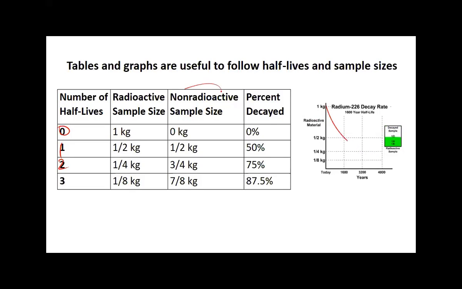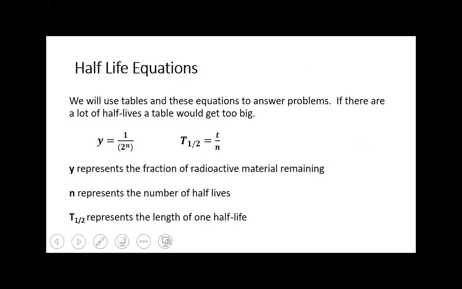And if you're looking for the non-radioactive sample size, the amount that decayed, you would just take the original sample size and subtract whatever decayed, and that would leave you with the non-radioactive amount. So once one half has decayed, one half is non-radioactive and one half is still radioactive. When 1/4 is left that's radioactive, 3/4 is going to be non-radioactive. So you can just follow through there.